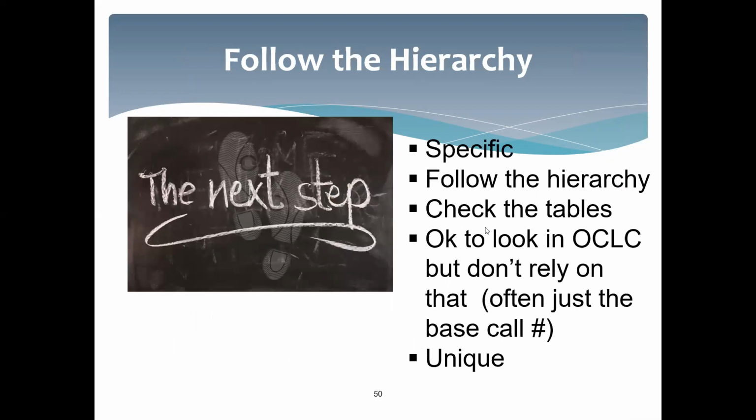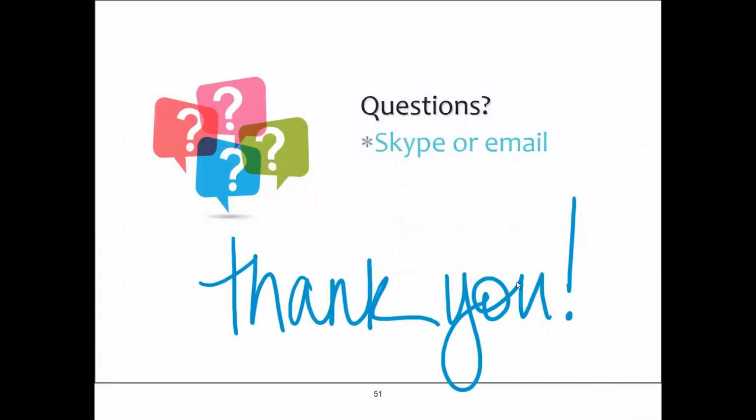On that note, follow the hierarchy. Be specific. Go as specific as possible. Check the tables always. It's okay to look in OCLC to help you get a base call number. Classify is another resource that can help you get a base call number, but you're still going to want to check to make sure that's accurate. Be unique, so don't create multiple call numbers that are the same for different works. And just follow your hierarchy, follow your notes, follow your schedule.